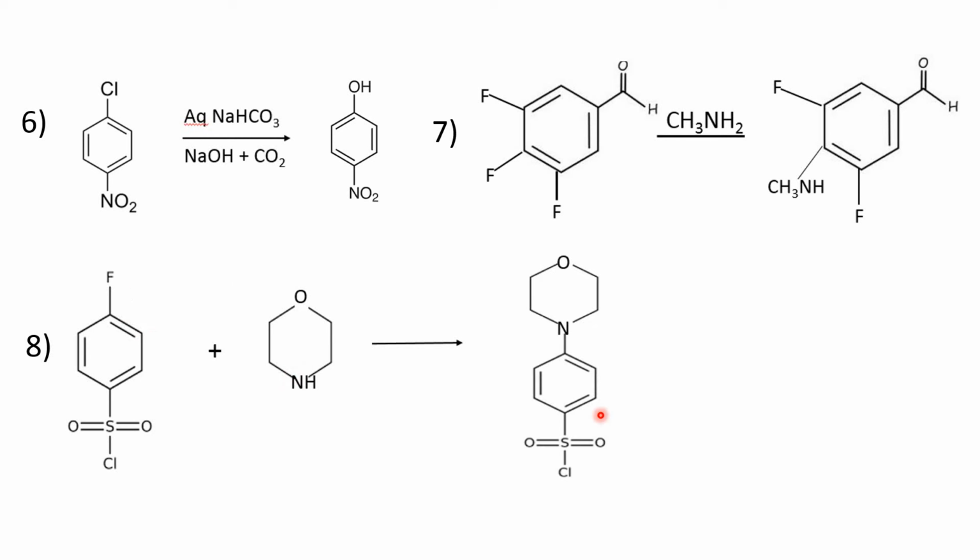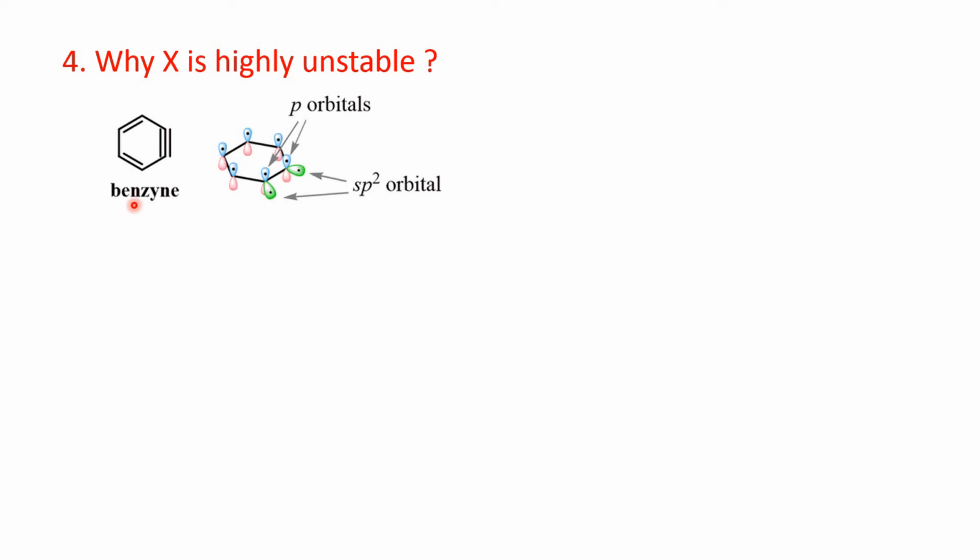Now fourth question, why is X highly unstable? Now look at here, in benzyne, the sigma bonds in the ring between the carbon-carbon are formed by the sp2 hybrid orbitals. We know that in benzene, carbon undergoes sp2 hybridization. And the p orbital of each carbon atom, which is perpendicular to the ring, overlaps in both directions sidewise and forms the delocalized or continuous pi electron cloud.